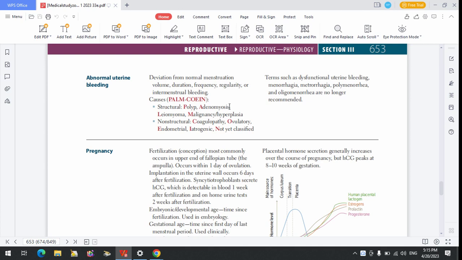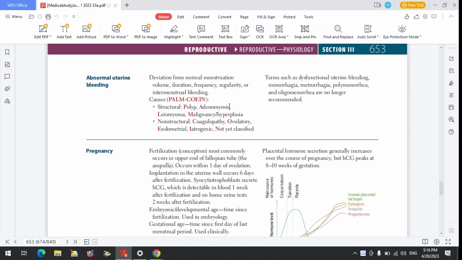So that is that. Then, what are the causes of abnormal menstrual bleeding? They are divided into the structural and the non-structural. So the structural includes things like polyps, endometrial polyps, because normally the way you can stop endometrial uterine bleeding is to ensure adequate contraction of the endometrium.